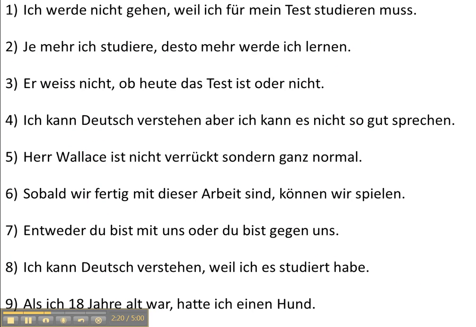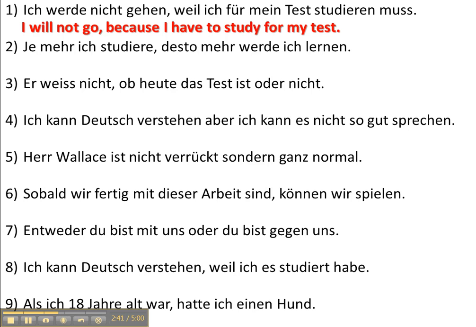Okay, so I have a few sentences here. And if you want to try to translate them on your own, you can do so. Just stop the video. But I'm going to translate them for you and maybe explain a little bit what's happening. Ich werde nicht gehen, weil ich für meinen Test studieren muss. We are using because here, weil, and when we use weil, the subordinating conjunction, the first verb in the clause that follows will jump to the end. So the verb that follows the subject, in this case ich, which in a normal sentence would be ich muss für meinen Test studieren. So the muss jumps to the end. So I will not go because I have to study for my test.